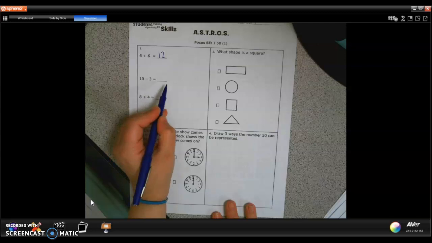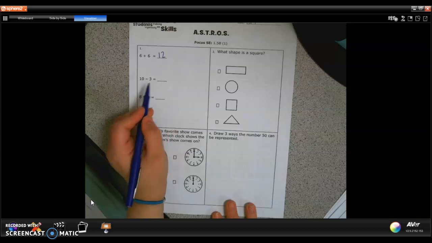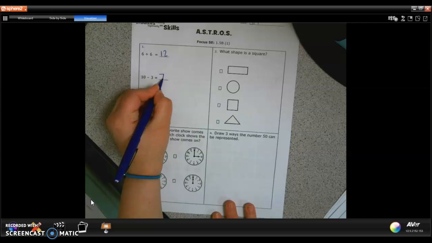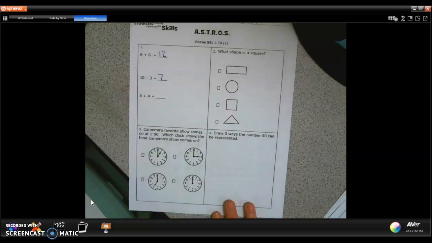10 minus 3 equals. Well, I know 3 and 7 make a 10, so 10 minus 3 must be 7. Again, feel free to use manipulatives, counters, your fingers, whatever is going to help you out.